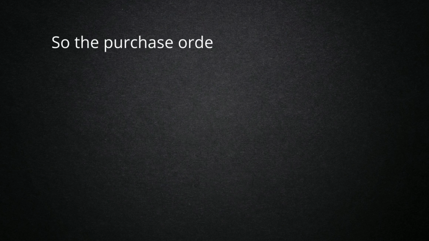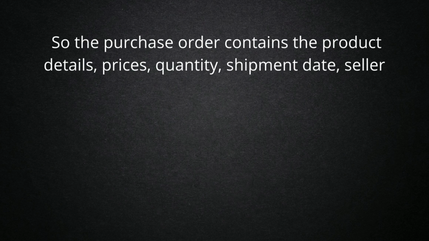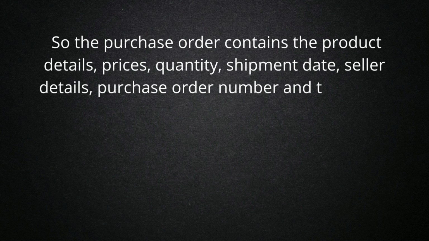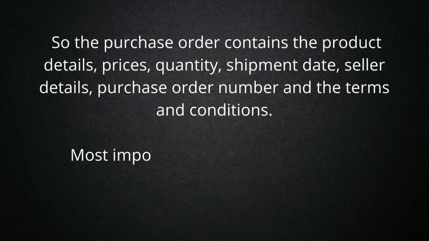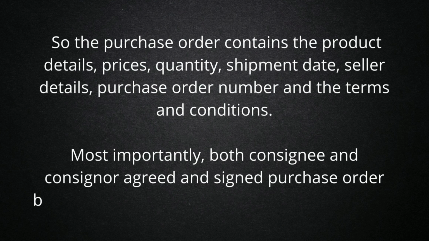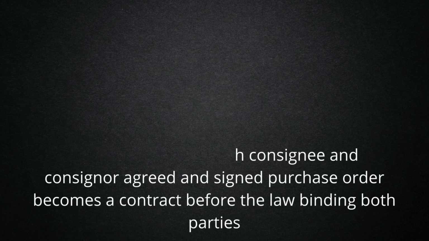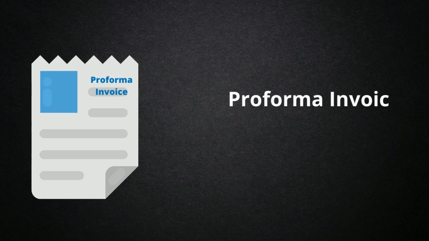So, the purchase order contains the product details, prices, quantity, shipment date, seller details, purchase order number, and the terms and conditions. Most importantly, when both consignee and consignor agree and sign it, the purchase order becomes a contract before the law, binding both parties. Now, we will dig into the Proforma invoice.